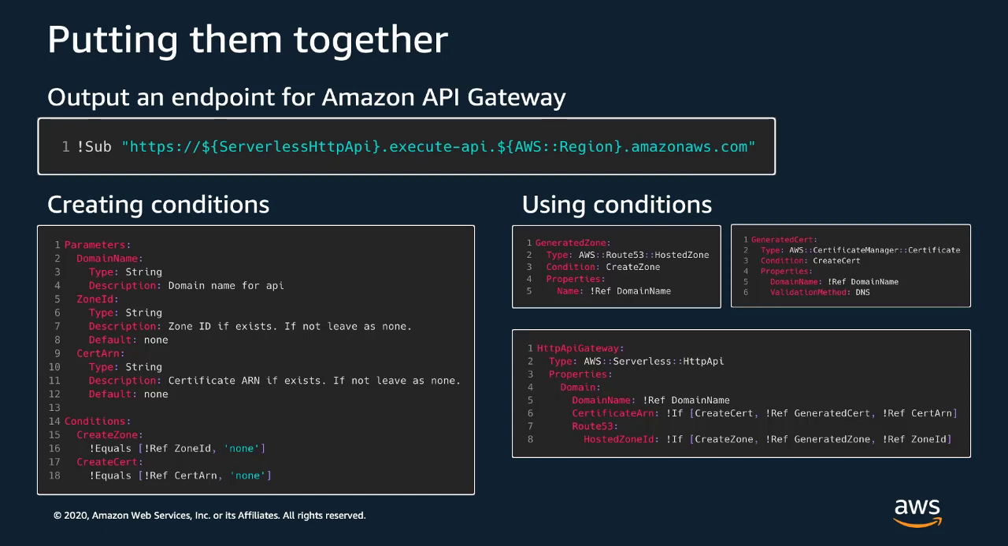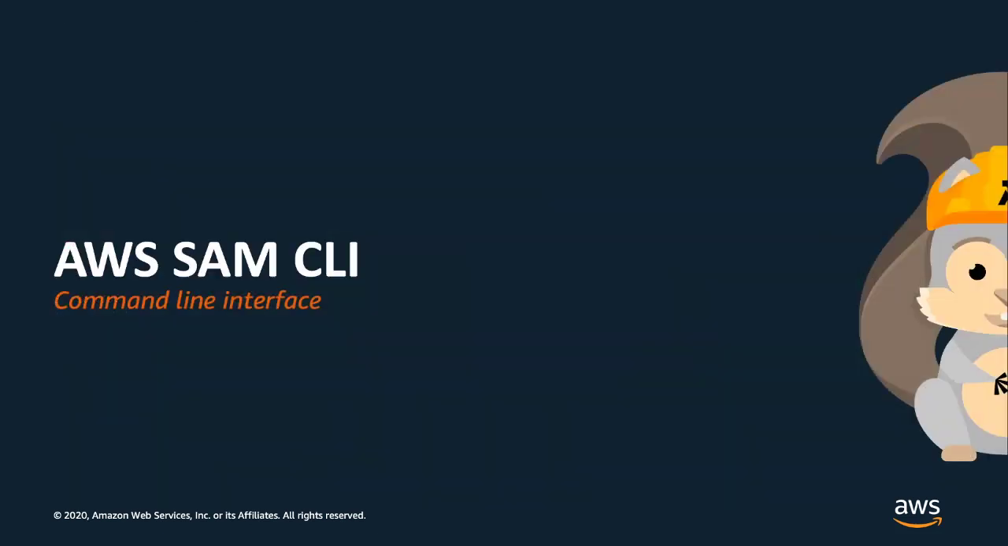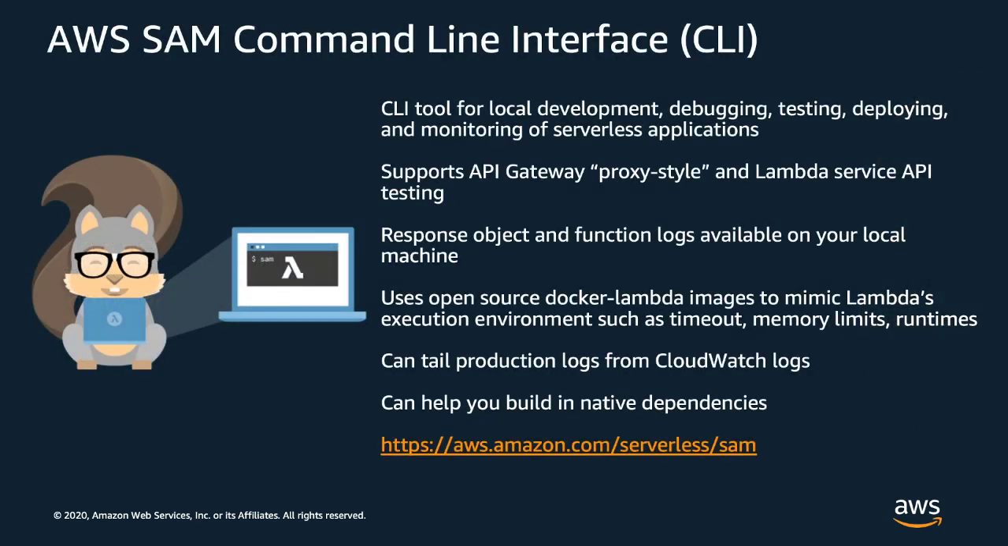All right. So we've covered the AWS SAM templates part of this. Let's jump into the AWS SAM CLI. The SAM CLI is the command line interface, and this is something you install locally onto your system. The CLI is a tool for local development, as we talked about.